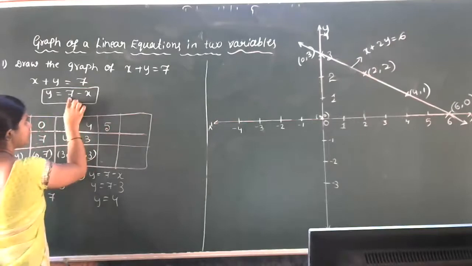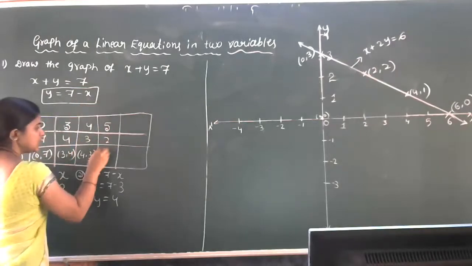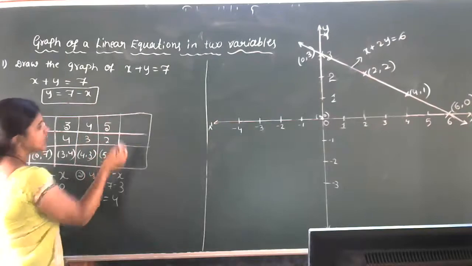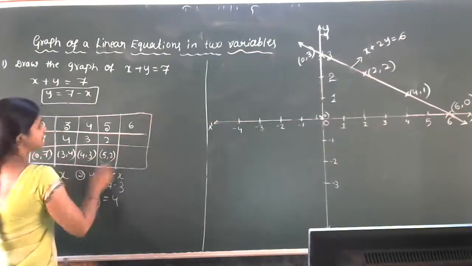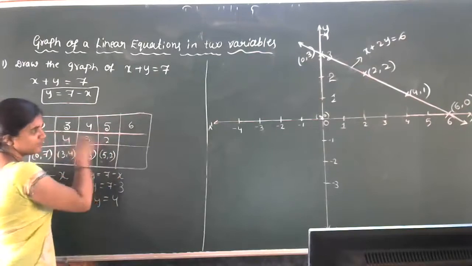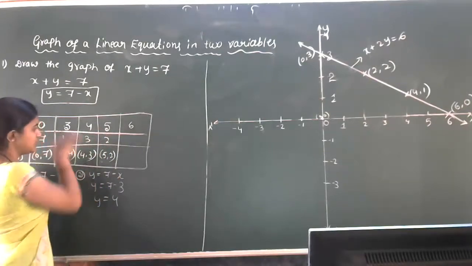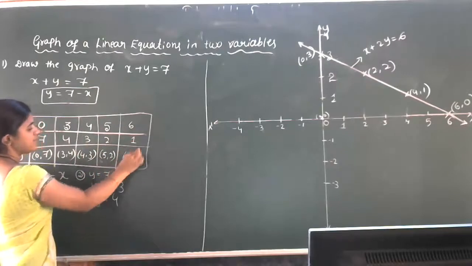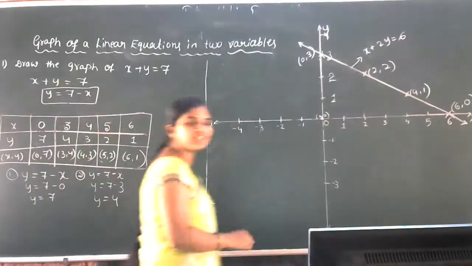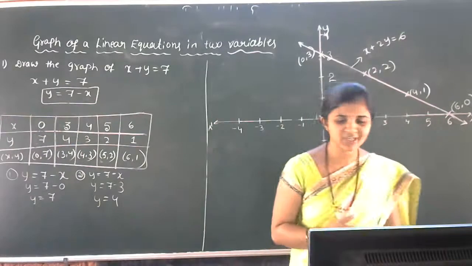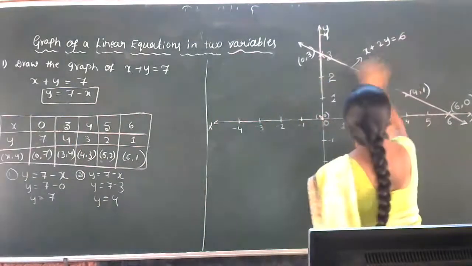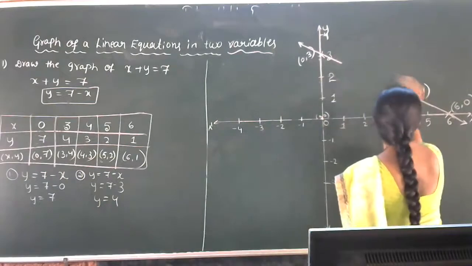Take 5 for x: 7 minus 5 is 2, so (5, 2). Sufficient? If you like, take one more: x equal to 6. 7 minus 6 is 1, that is (6, 1). Here we are taking all positive values only. Yes, got the idea how to find the solutions? Now we have to draw the graph of this equation. So I'm going to rub this first line.